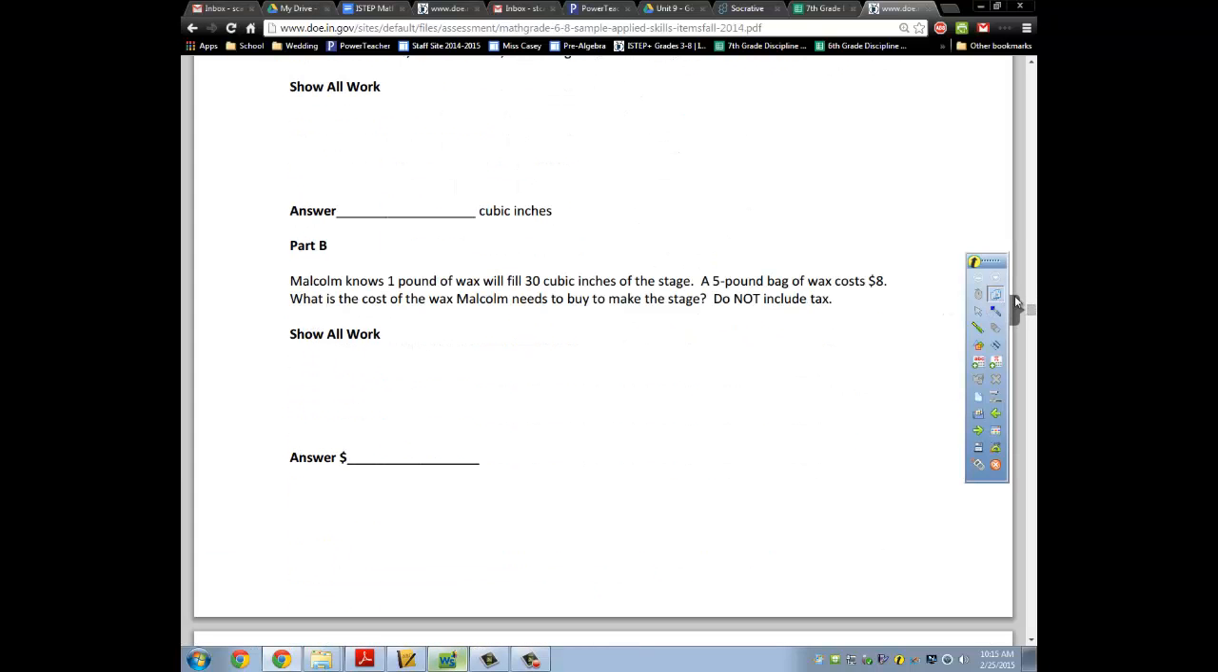So if we looked at part B, you would use whatever answer you got from A to figure out how much it would cost. Since we have 1 pound of wax, it's going to fill 30 cubic inches. I need to figure out how many pounds that would be, so I would divide this number by 30. I can only buy a 5-pound bag, so divide whatever number I got by 5. The wax was $8, so we always multiply the cost. So whatever we get times 8 would give us our answer.